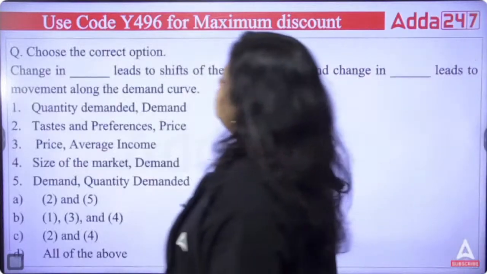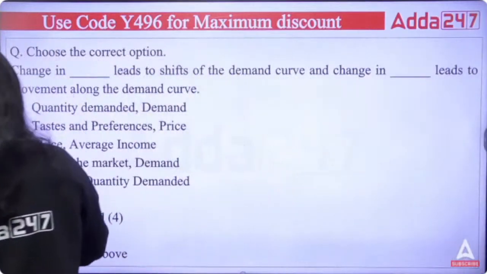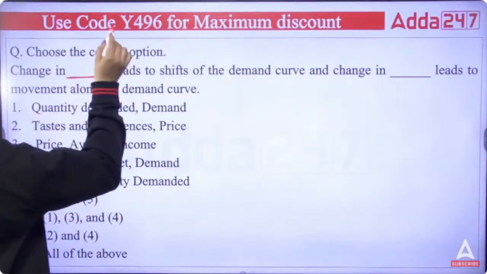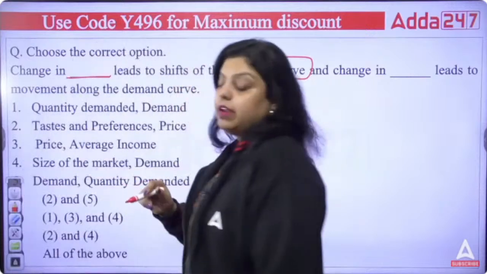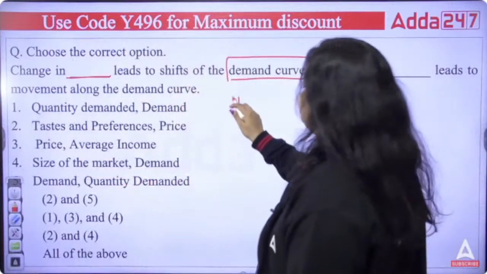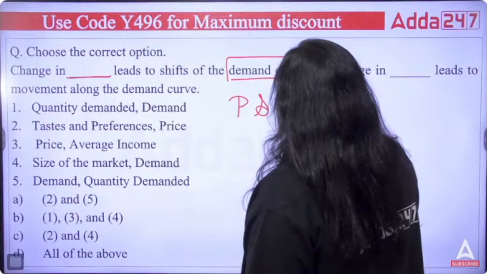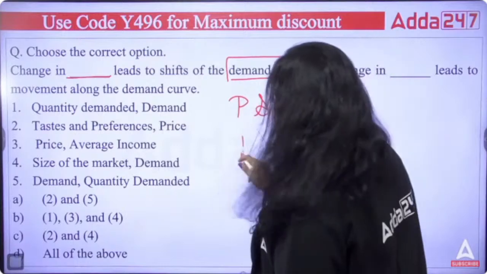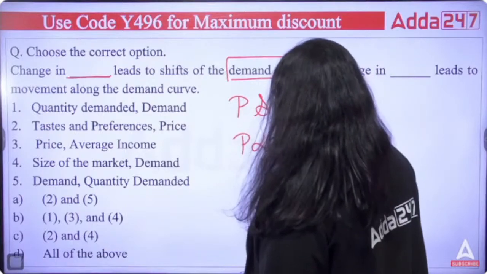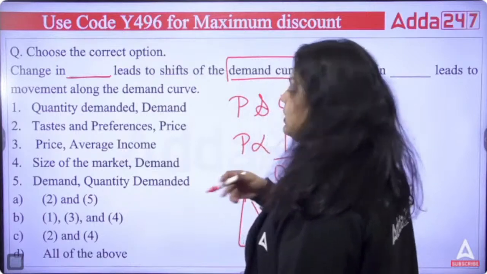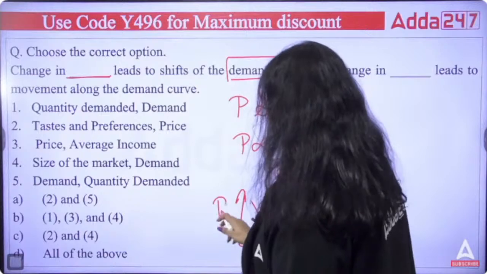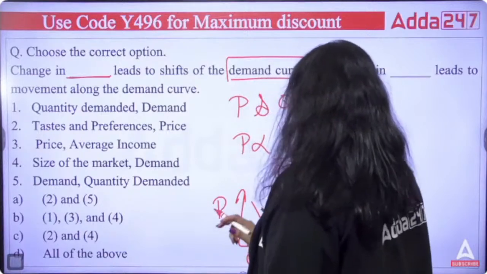Second question, choose the correct option. The question is asking: change in dash leads to a shift in the demand curve. What is the demand curve? When you show the relationship between price and quantity demanded on a graph. What is the relationship between both? They have an inverse relationship. And when you show this relationship on a graph with a downward slope, that is your demand curve.